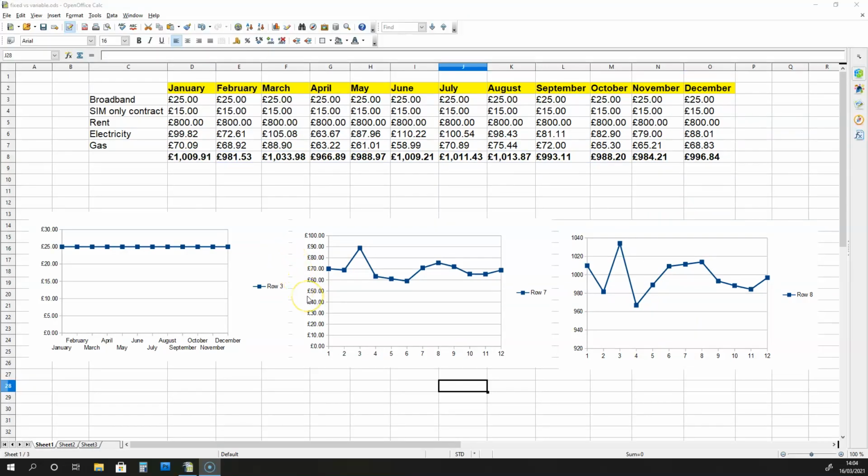So, thanks for watching this video. Hopefully now you can understand the difference between fixed expenses and variable expenses. You can differentiate between a fixed expense graph and a variable expense graph, and you also know what a fixed expense plus variable expense graph looks like.